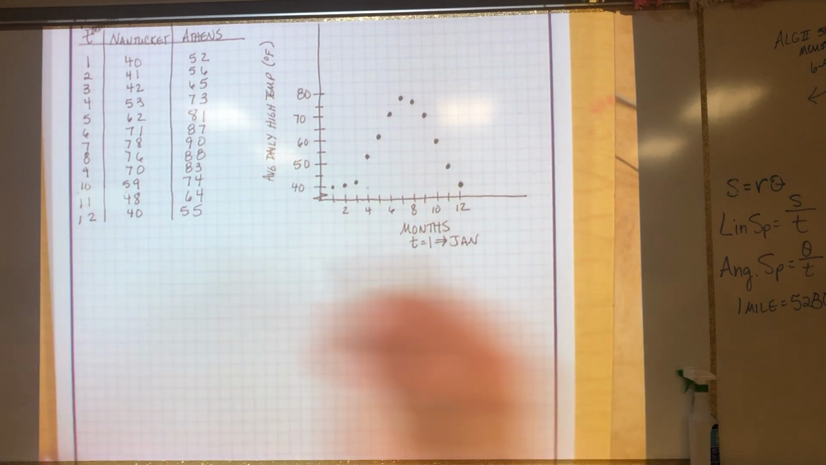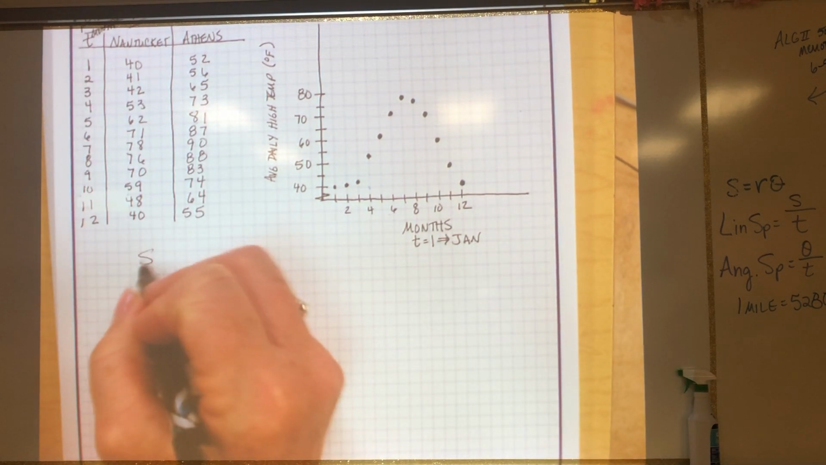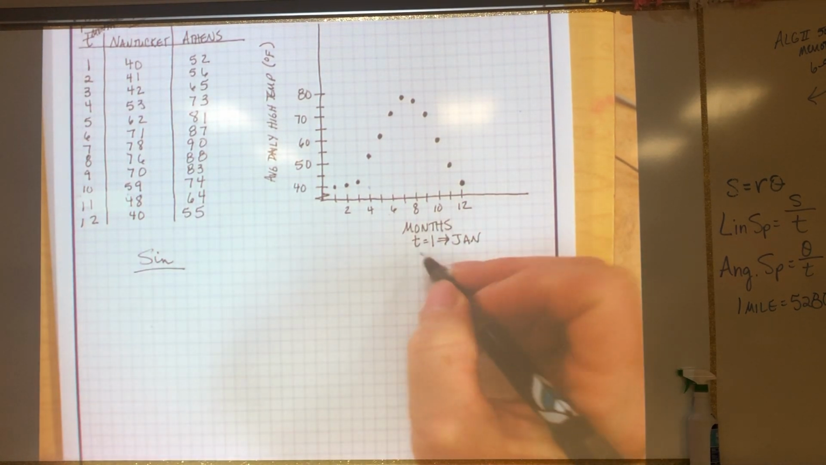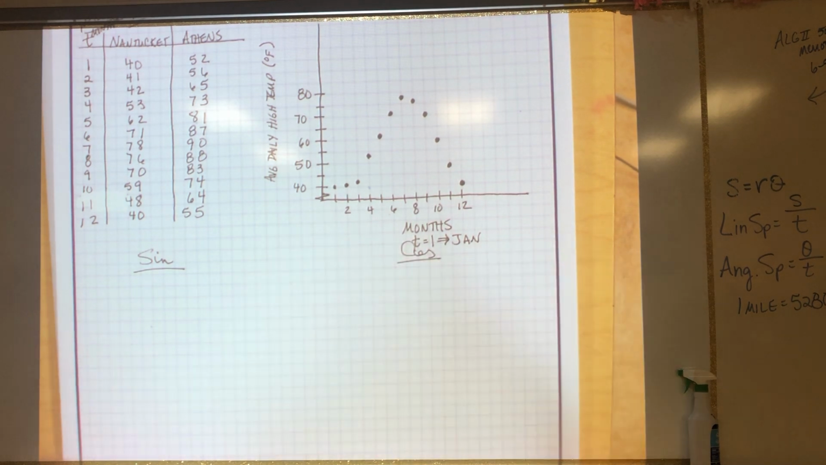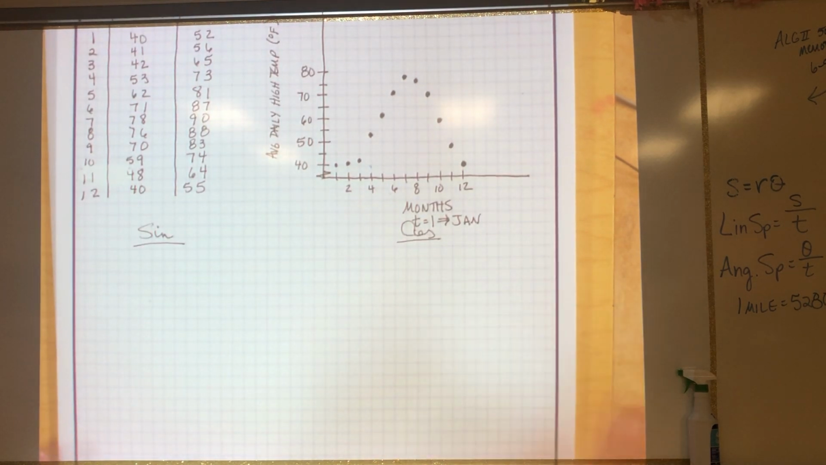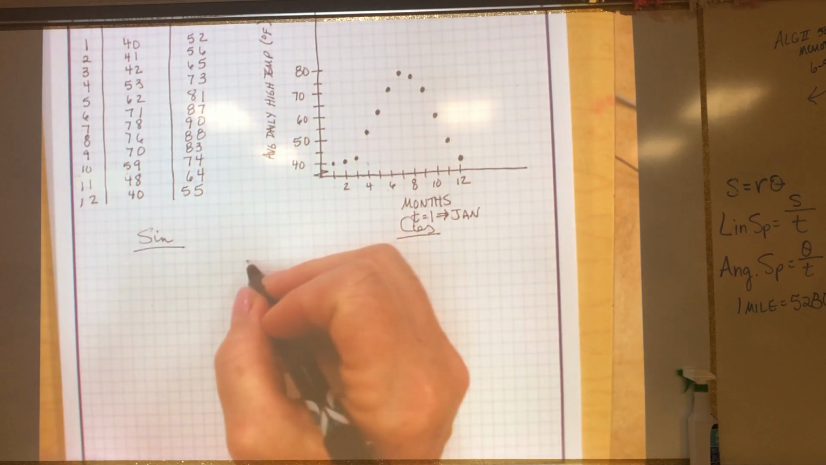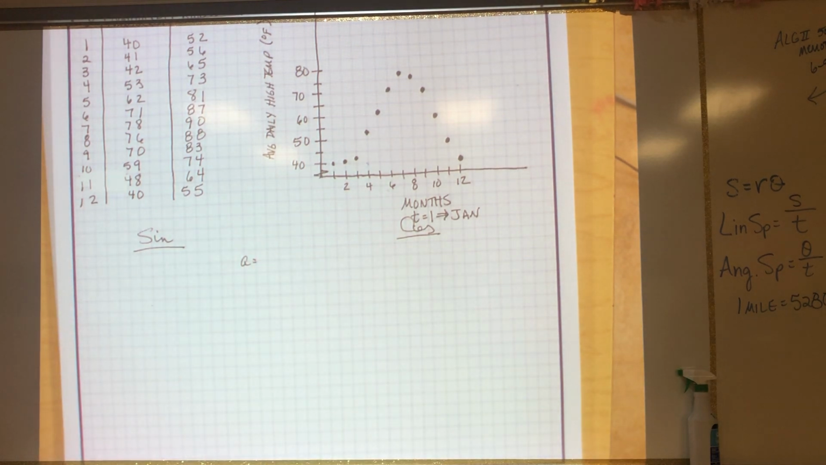Okay? So here's the way we did them. Sine and cosine. Y'all remember this? All right? What did we find in the middle that's the same for both of them? What was the first thing we found? A. Okay? So we found A. What was the formula for A?